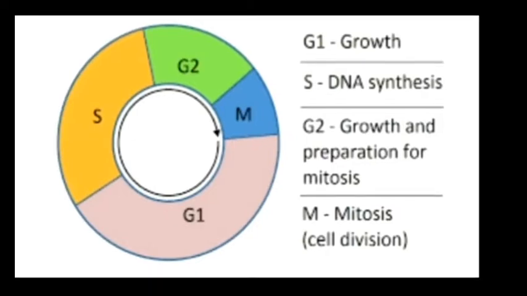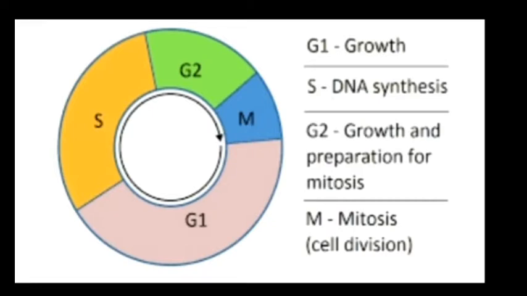The phases G1, S and G2 together form interphase. It is the time span between two cell divisions. Thus, we can say the cell cycle is composed of interphase followed by the mitotic phase. The mitotic phase consists of mitosis and cytokinesis.